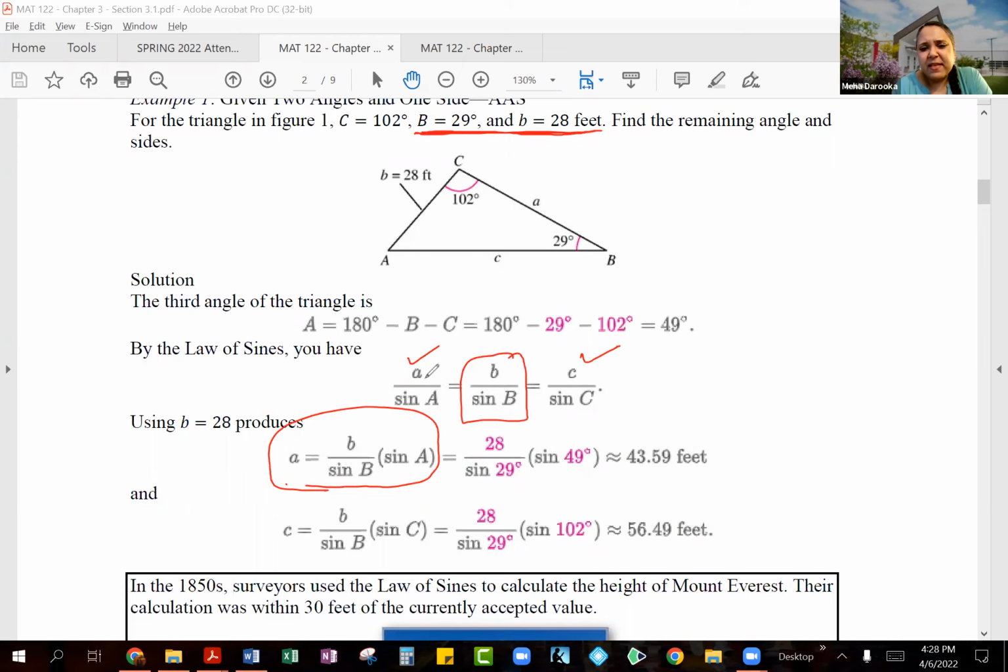So what they have done is they've taken this part of our formula from the law of sines. So you have sine of A over A equals sine of B over B.